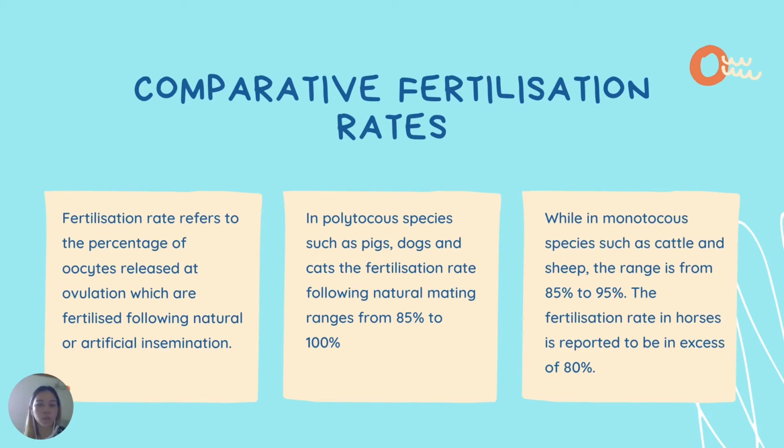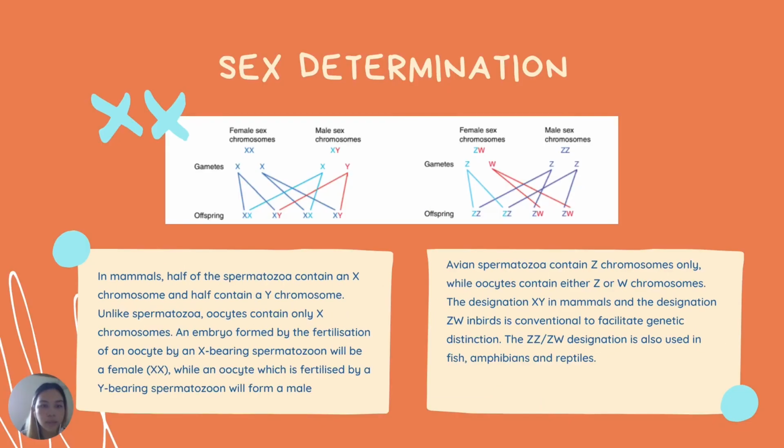While the monotocous ones, or those with only one offspring, like the cattle, the sheep, the goat, yung isa lang yung anak nila. Nagre-range naman yung fertilization rate nila to 85 to 95. Tapos yung mga horses, ang reported na fertilization rate nila ay in excess of 80. Okay, next. Forward to sex determination.